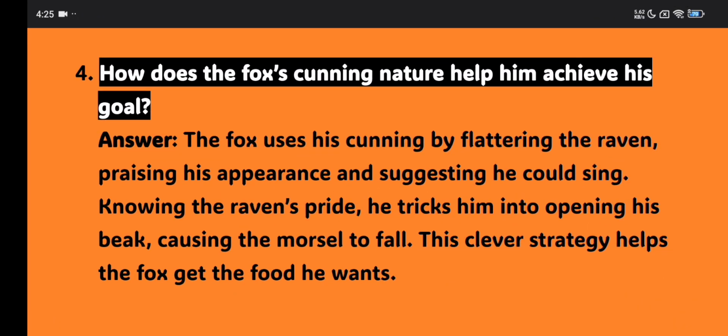Question number 4. How does the fox's cunning nature help him achieve his goal? The answer is, the fox uses his cunning by flattering the raven, praising his appearance, and suggesting he could sing. Knowing the raven's pride, he tricks him into opening his beak, causing the morsel to fall. This clever strategy helps the fox get the food he wants.